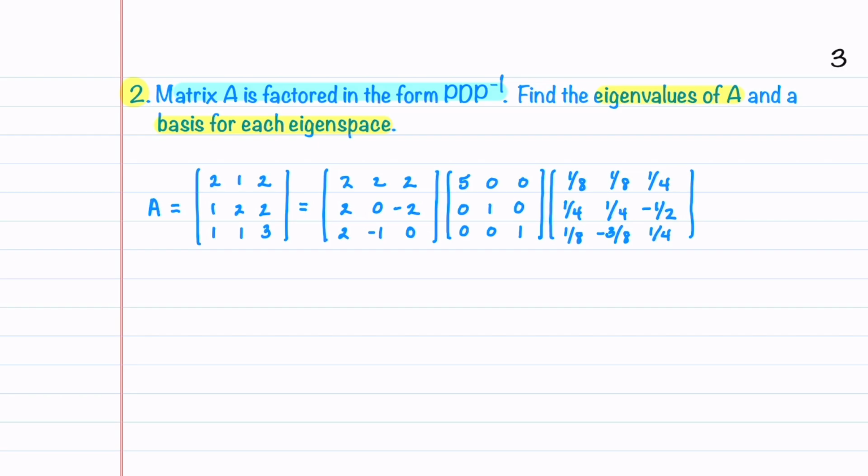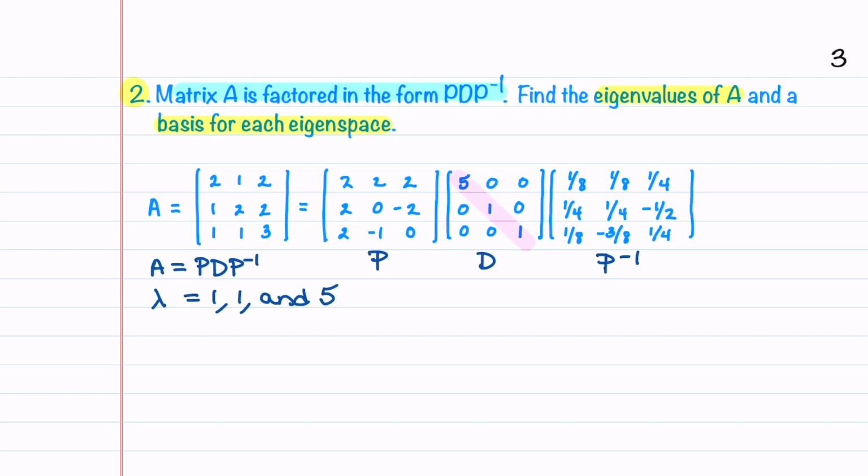Let's begin by writing down our formula. A is equal to P, D, P inverse. And then we'll mark these matrices as P, D, and P inverse. Let's first find the eigenvalues of A. The eigenvalues of A are going to be the entries along the diagonal of matrix D. Our eigenvalues lambda are going to be 1, 1, and 5.